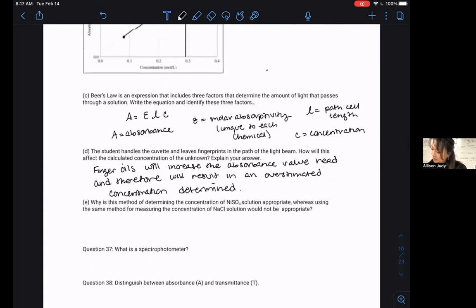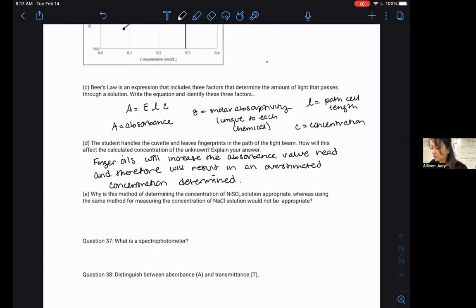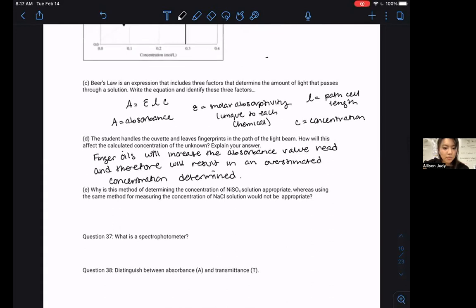So why is this method of determining the concentration of nickel sulfate solution appropriate, whereas using the same method for measuring the concentration of sodium chloride solution would not be appropriate? So remember that you often have a hue. The idea of Beer's law is you're working with gradual dilutions and measuring based off of color absorption, essentially, or the intensity of absorption of light passing. You're measuring and creating a trend line to predict and identify the concentration value.